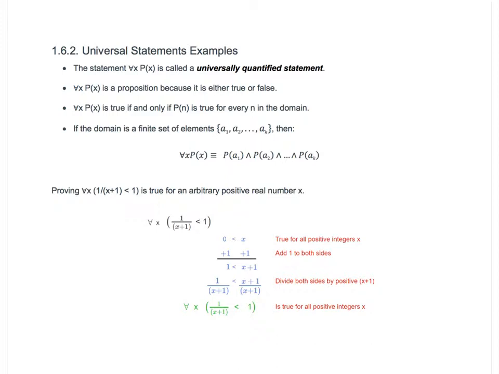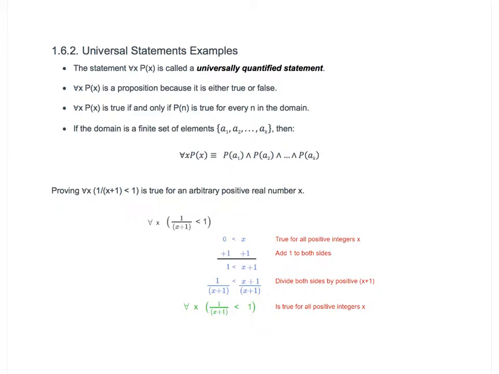For example, we want to prove that for every x in the domain of positive real numbers, 1 over x plus 1 is less than 1. How can we prove it? We have to first start with the assumption that x is a positive real number, therefore x is greater than 0. Every x in the domain should be greater than 0, right? Because the domain is positive real numbers.